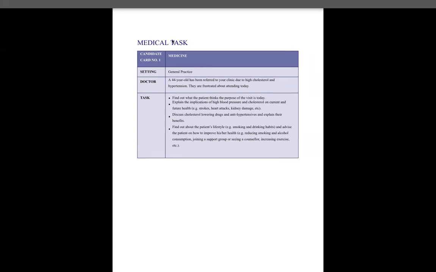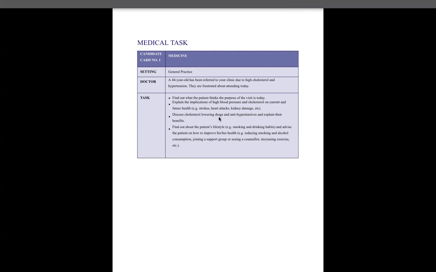Okay. All right. So basically they will tell you the scenario, and then you have to start your conversation with the patient. Now you have to act as a doctor, and the patient is a 44-year-old who is coming to you due to high cholesterol and hypertension. And they've said the patient is frustrated about attending today as well.